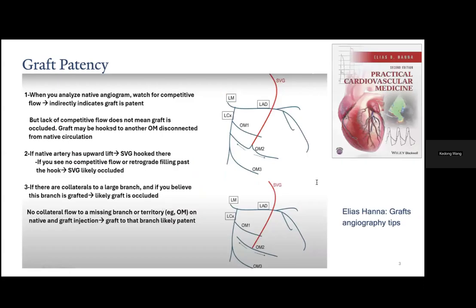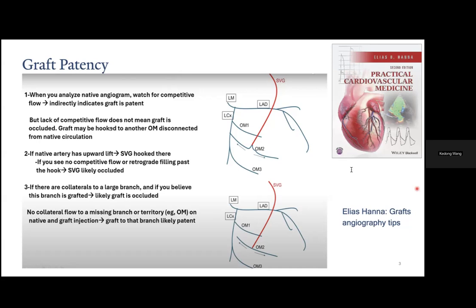So this is a slide which I took directly from Elias Hannes's YouTube lecture. He's an interventional cardiologist based in Iowa City, and he put up many YouTube lectures that he posts online for free, talking about the tips and techniques of interventional cardiology. And this is his published book, Practical Cardiovascular Medicine.